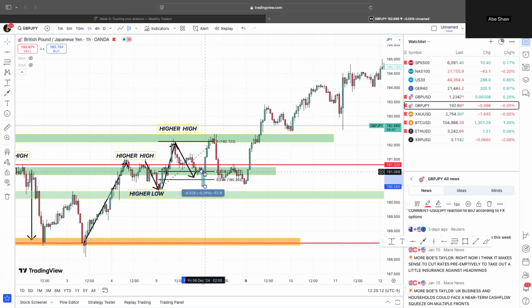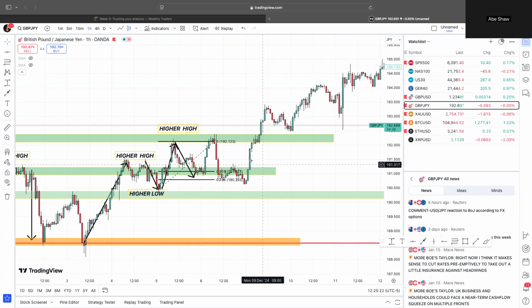Because by the time you're entering this trade, if you're entering during London, your trade should already be in blue. You should already be in green. You should already be in profit, and your stop loss should be in profit as well. Let me get rid of this red line.